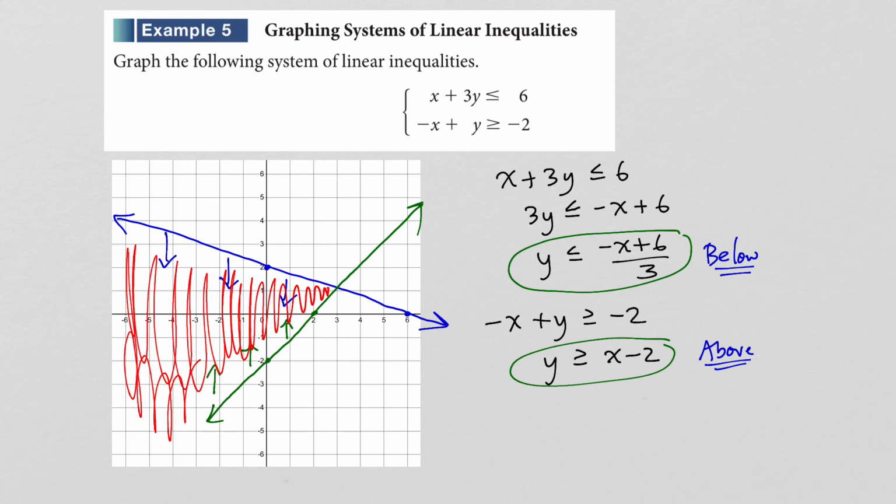So when graphing systems of linear inequalities, basically you're just graphing the lines and then figuring out which region satisfies both inequalities.